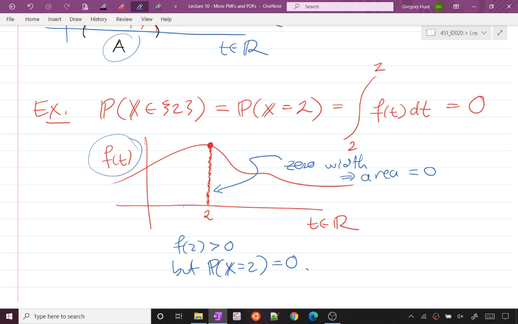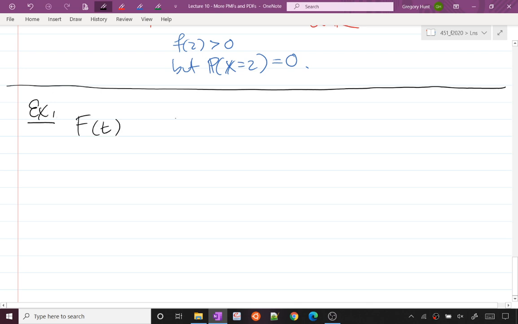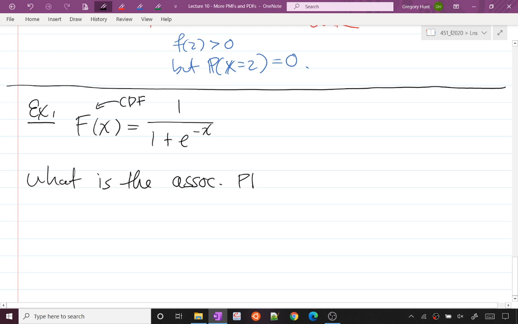Okay, let's look at some examples. Let's do a bunch of examples today. I think that's a useful thing to do. So example, I'm going to give you a CDF, F of x. I'm always going to use capital F for the CDF and little f for the PMF or PDF, depending on context. And I think we've seen this CDF before in the previous example. It's 1 over 1 plus e to the negative x. We showed previously this is a valid CDF. And I could ask you, what is the associated PDF?